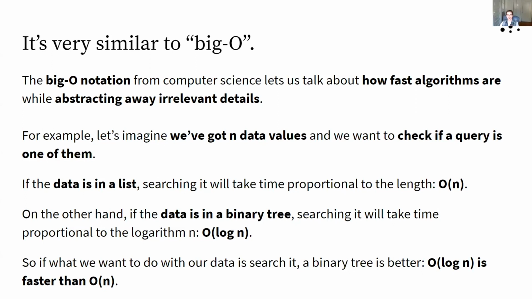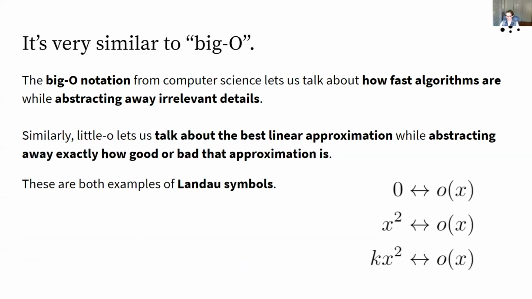So it saves us a lot of effort and work and cognitive load to use this big O notation to think about things rather than trying to calculate the exact speeds and the exact number of operations that something takes. So it lets us abstract away those irrelevant details and talk about which algorithm is fastest, avoiding really specifying them. Similarly, little o lets us talk about the best linear approximation while abstracting away exactly how good or bad that approximation is, because that's often a lot harder to really understand.